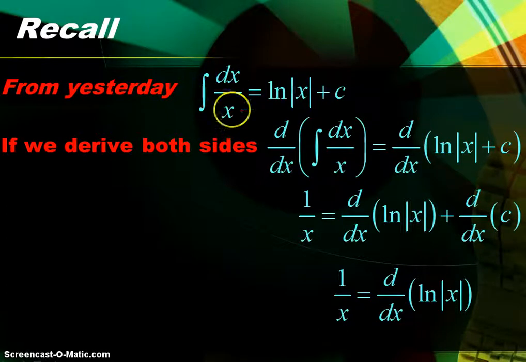If we've got our integral of 1 over x dx, or dx over x, and we know that that equals the natural log of the absolute value of x plus c, if we want to try and figure out the derivative of natural log, we can start with this equation. Essentially what we want to do is take the derivative of both sides.